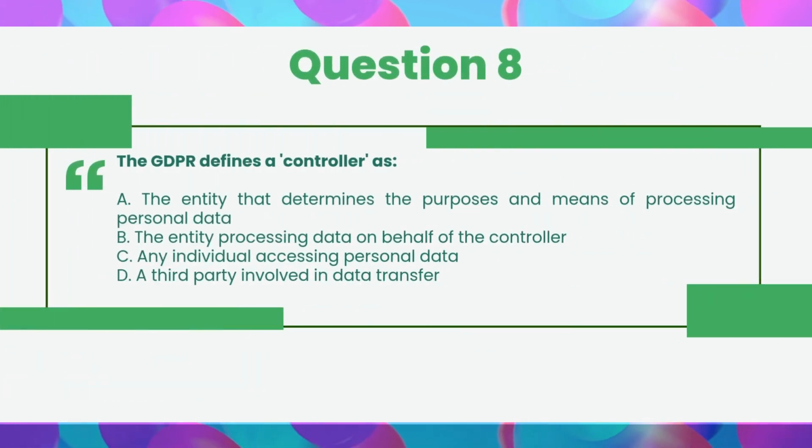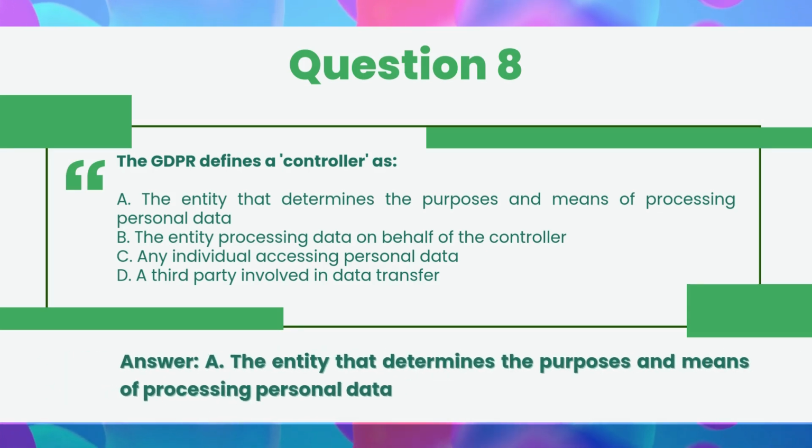Question 8. The GDPR defines a controller as A. The entity that determines the purposes and means of processing personal data. B. The entity processing data on behalf of the controller. C. Any individual accessing personal data. D. A third party involved in data transfer.